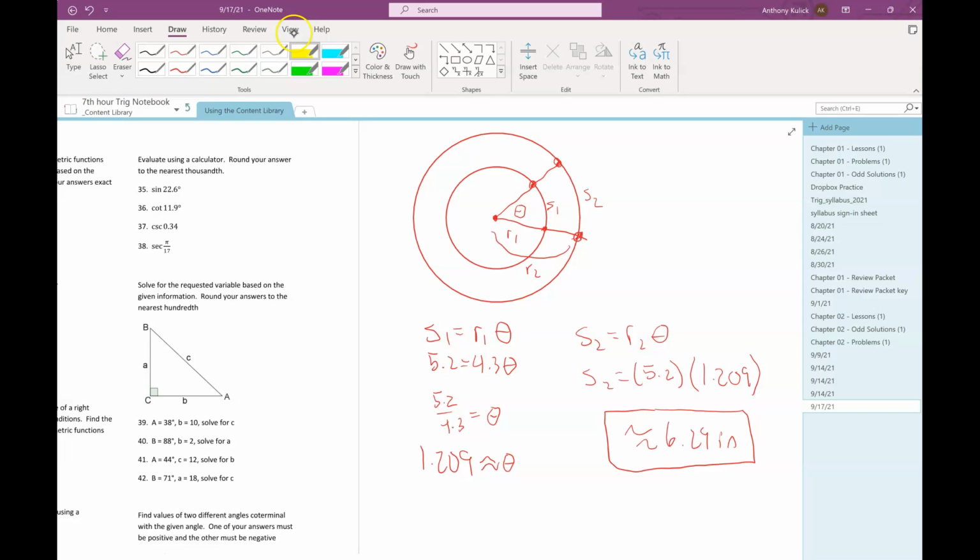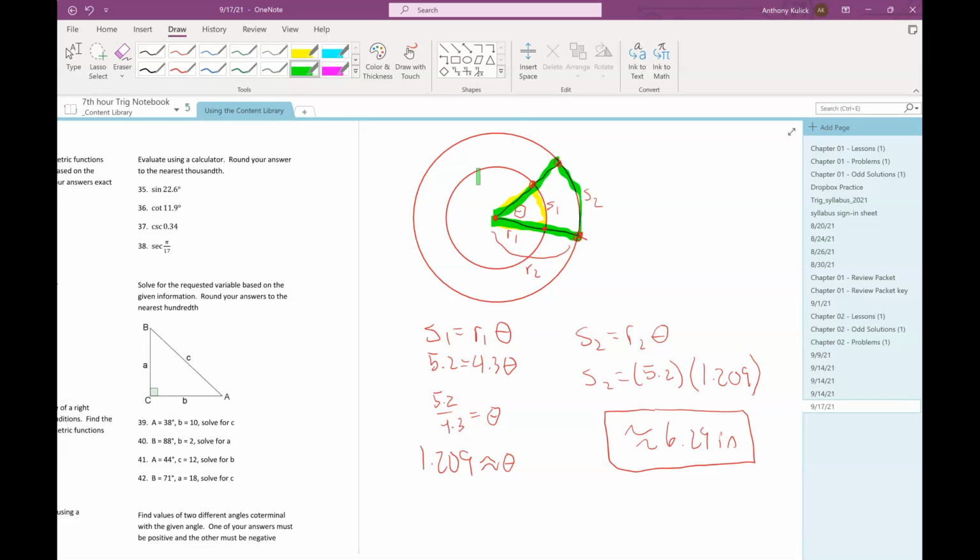So just to reiterate, what we did is we used this smaller situation to solve for theta, and we used that theta to solve for the arc length in the bigger situation.